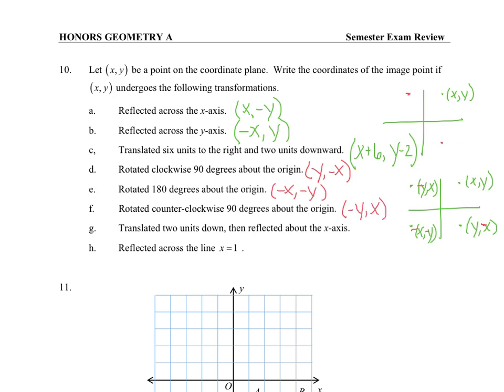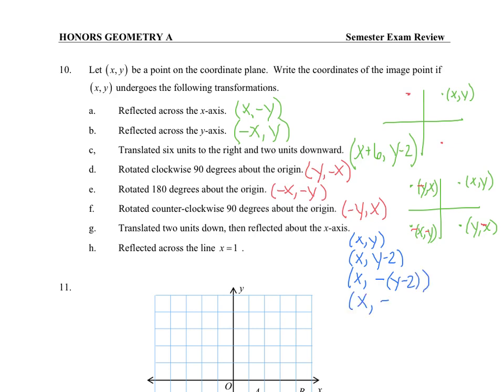All right, next, if we translated 2 units down, then reflected about the x-axis. So first we start with x, y, and then we're going to translate it 2 units down, so y minus 2. Finally, I'm going to reflect it across the x-axis. If we go back up here, we see our x stays the same, but our y becomes negative. So my y, which is y minus 2, is going to become negative.